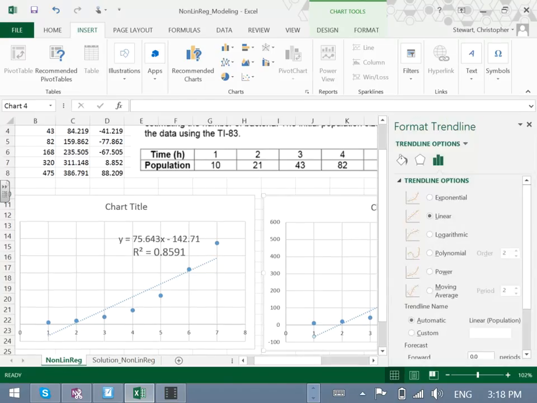And what we're going to do is select, in this case, there are two selections we can make. I'm going to select exponential. Okay, so we're going to use exponential. We won't be using logarithmic or power or moving average. We will be using a polynomial and an exponential function.